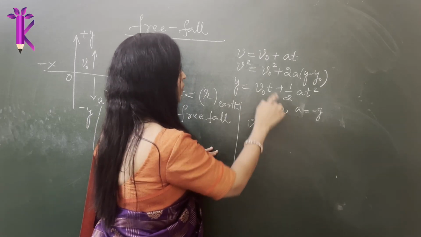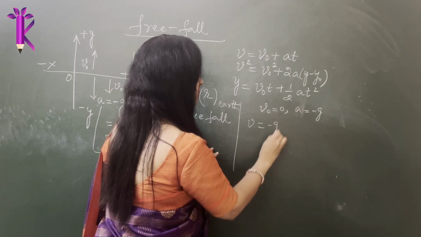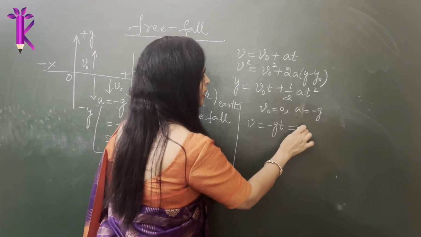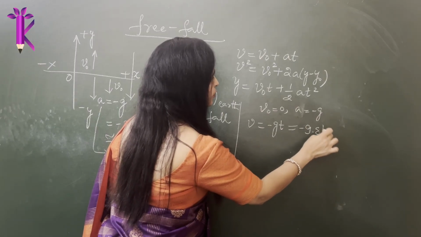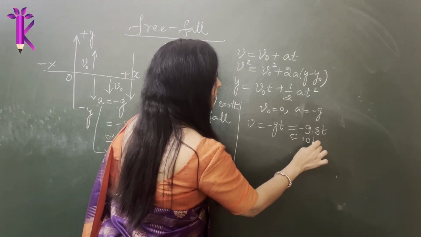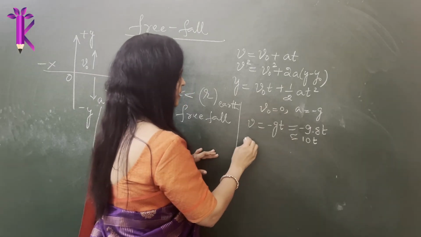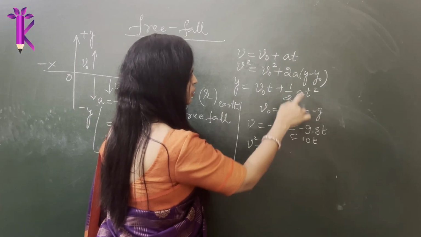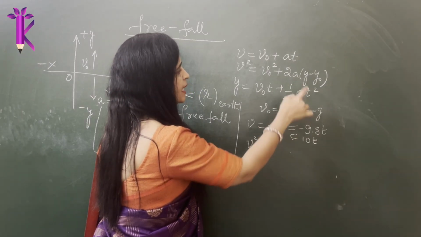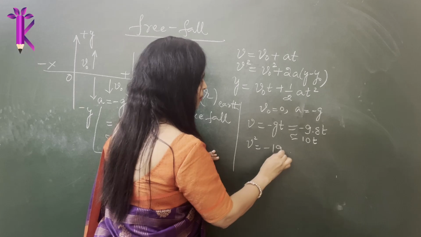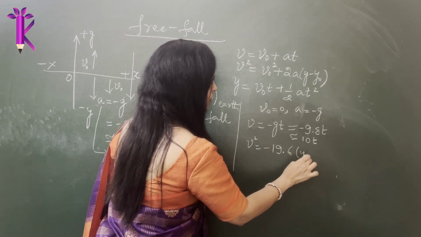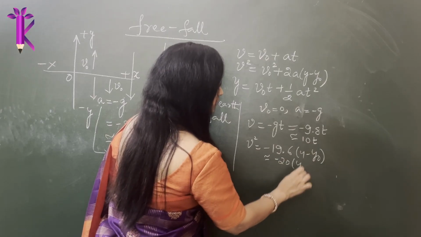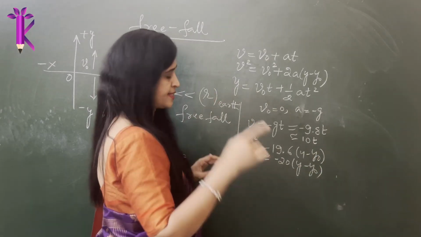So v will be equal to, v naught is 0, a is minus g, this will be minus gt. But what is the value of minus g? It is minus 9.8 into t, or approximately it is 10t. v will be 10t. Similarly, v square will be equal to, v naught square is 0, 2 into g is minus 9.8, 2 multiplied by minus 9.8 is minus 19.6, y minus y naught, this is approximately equal to minus 20 into y minus y naught for all your entrance exam numericals.